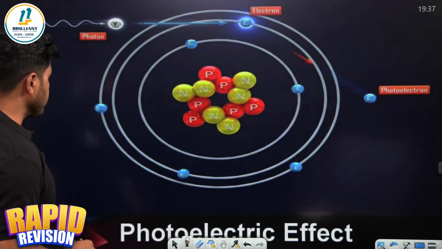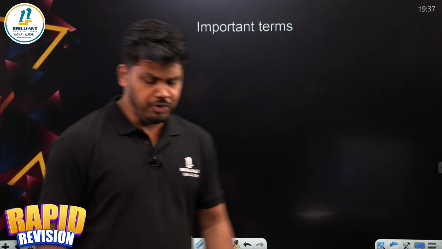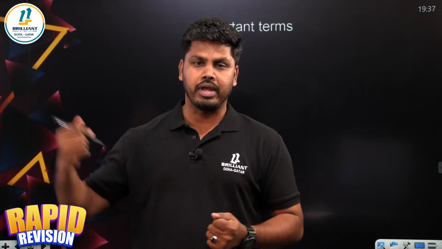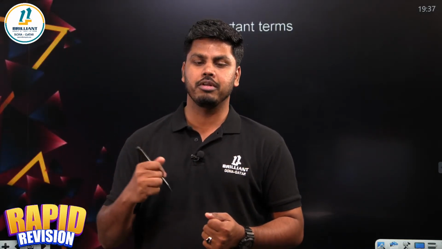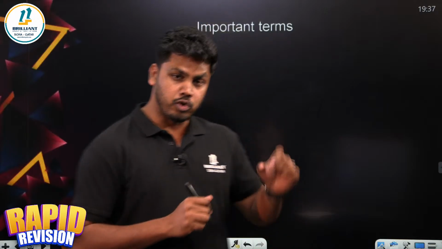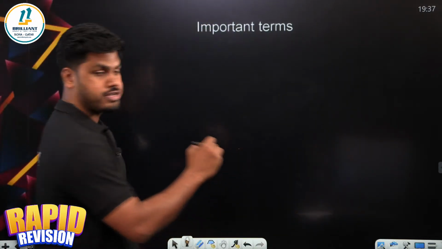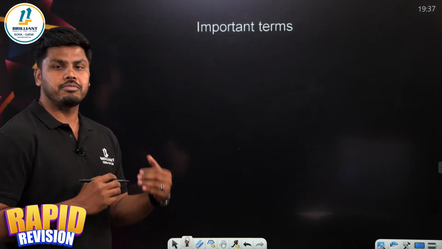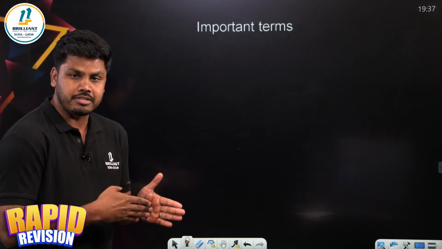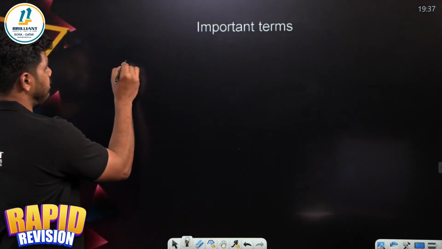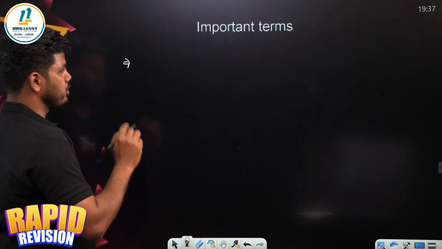Okay, when we come to photoelectric effect, we know photoelectric emission. Photoelectric emission is the emission of electrons from a metal surface when radiation of suitable frequency is incident on it. Energy is provided in the form of radiation, in the form of light, and because of that, when light is incident on the metal surface, electrons are emitted. Photoelectric emission. So now the important terms that we use in this discussion.